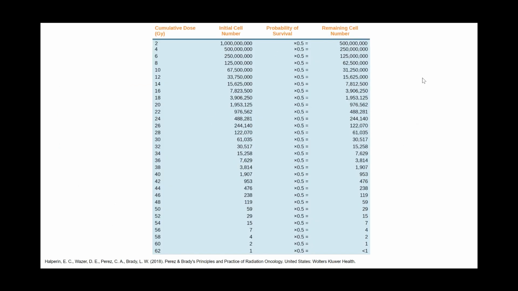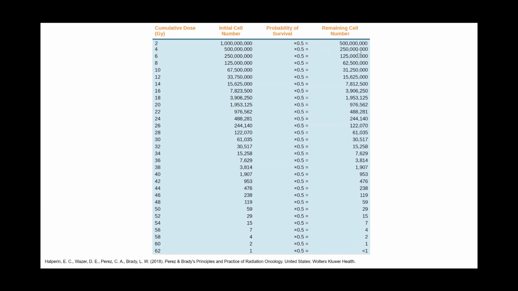Now, this is a very important table. This is basically how we achieve radiocurability. When we give a single fraction of 2 gray, we know all cells are not going to die. But the probability of survival after one fraction is about 50%. Half the cells will die, so half the cells survive. Then we give a further 2 gray, a cumulative dose of 4 gray. We still know that only half the cells will survive.